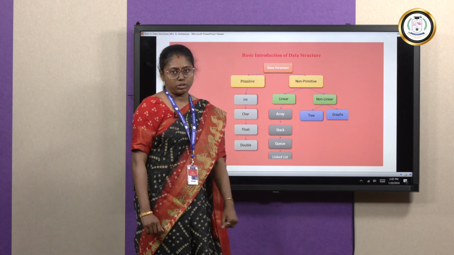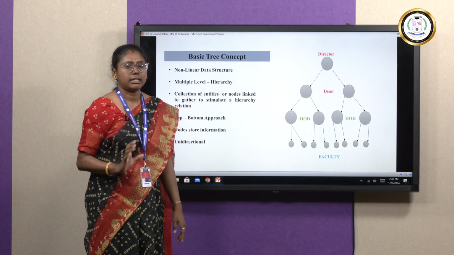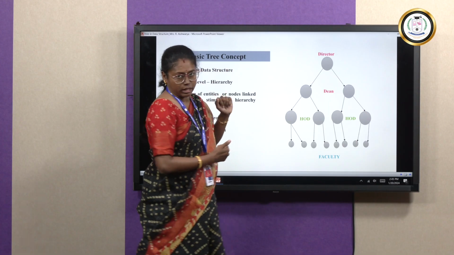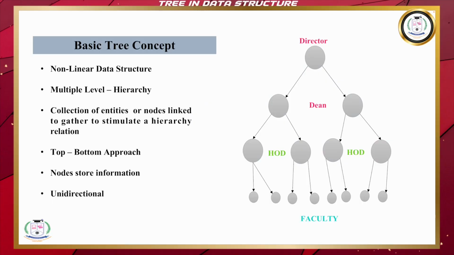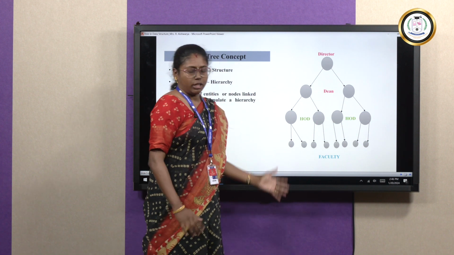I'm going to tell you what is tree. Before getting to the technical terms or the proper definition, I want you to look at this particular graph. What is happening here? It is a college map. There is a director, under the director there is a dean, under the dean there is a HOD, and under the HOD there is a faculty. Under faculty we have students. Like that we can build the tree. So what is tree?